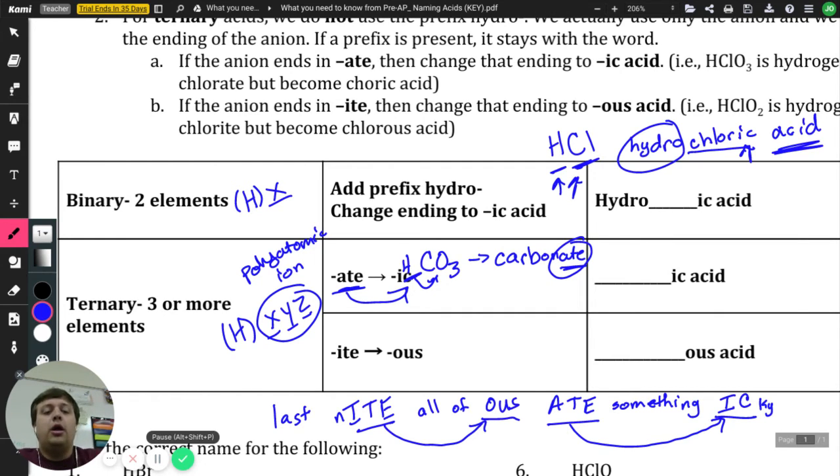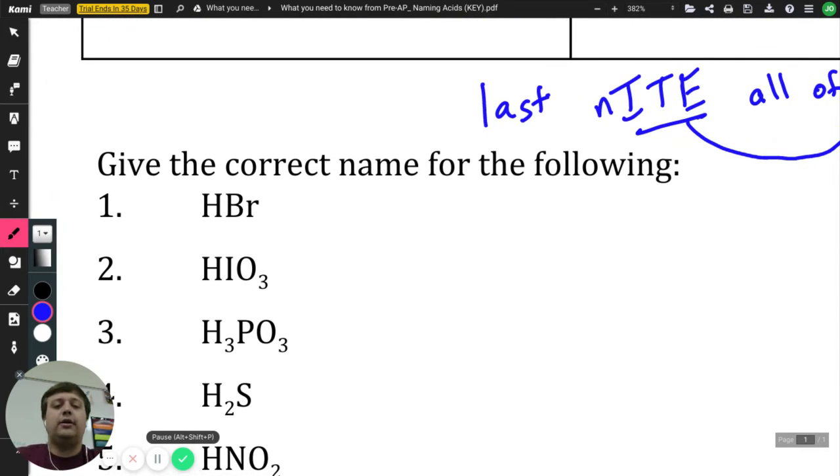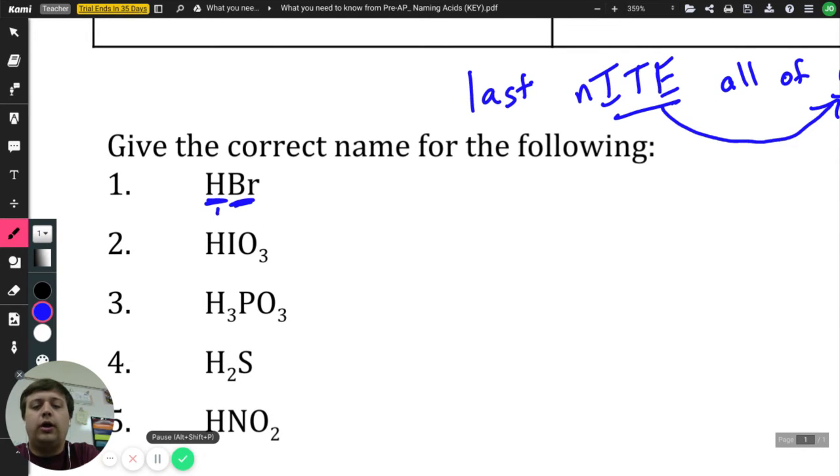So let's actually go ahead and do some practice problems. So here, give the correct name for the following. Here I've got HBr. Element 1, element 2. I've got two elements, so that immediately tells me that this is binary. Well, since it's binary, I know that anytime I name a binary acid, I always start with hydro. Okay, well, what comes next? Bromine. We write our anion down. So this would be hydrobromine.